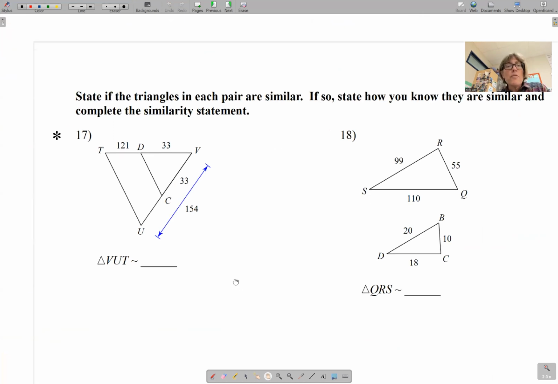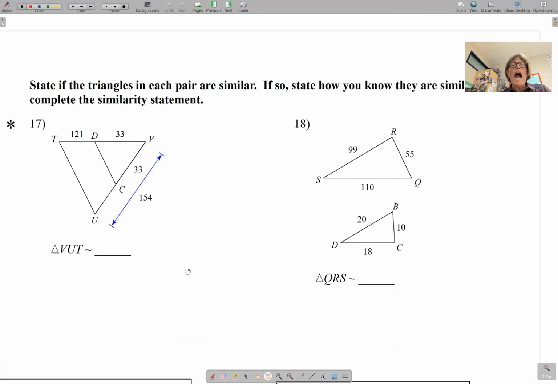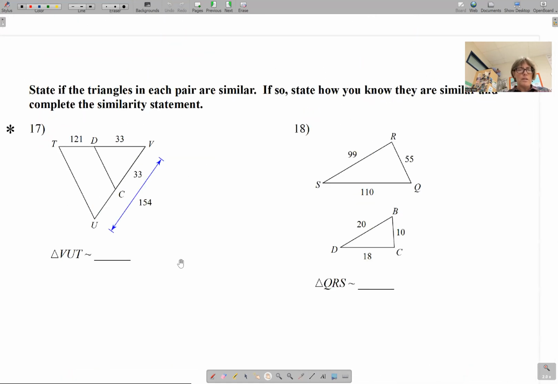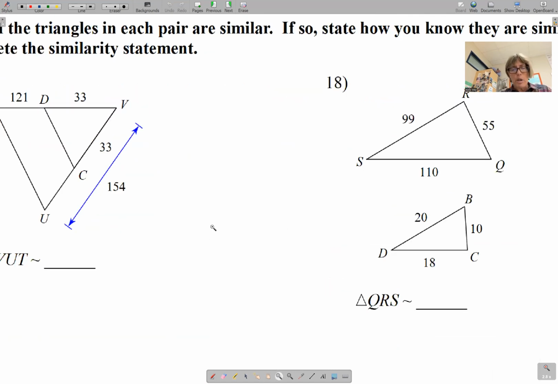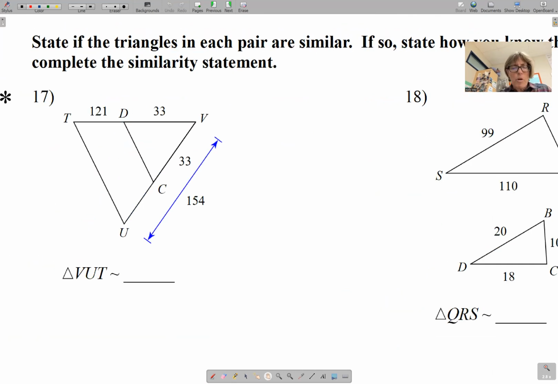It states: if the triangles in each pair are similar, state how they are similar and complete the similarity statement. So we're checking to see if the triangles are similar. When you have overlapping triangles, your first step is to pull them apart and to check to see if they are similar.